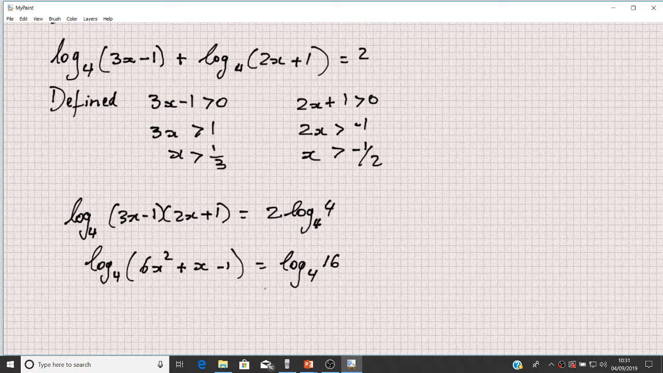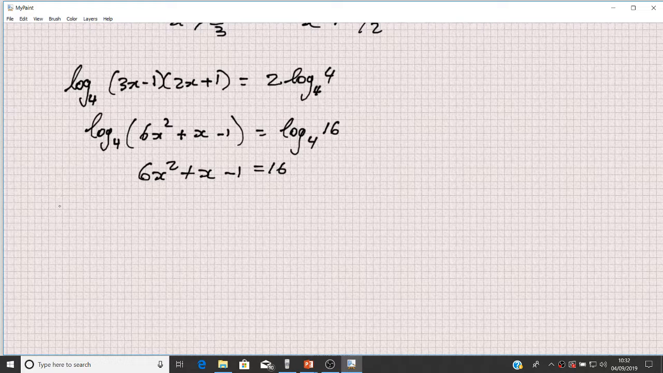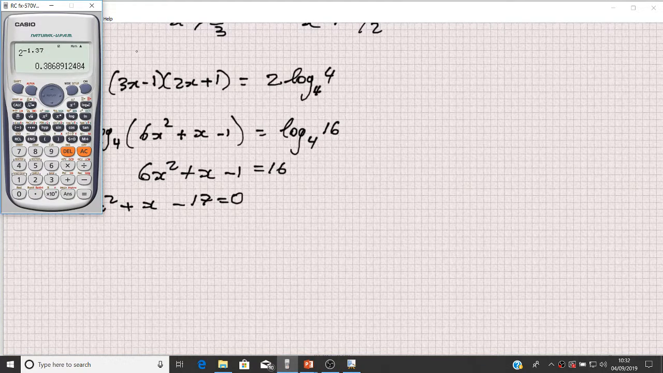So we can now equate what's inside the log. We've log base 4 on the left and log base 4 on the right. So I can therefore say 6x squared plus x minus 1 equals 16. And I'll continue this problem. We can solve this quadratic by writing it as 6x squared plus x minus 17 equals 0. And in this case, I'll use the calculator to get my two values for x. Go to mode 5, 3, and the first coefficient is 6. The second coefficient is 1. The third coefficient is negative 17. And we'll get a solution.